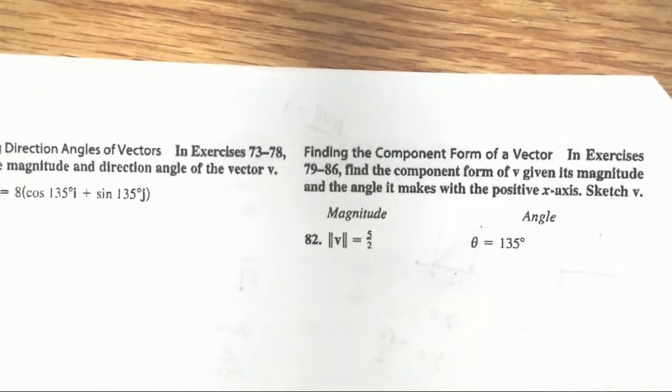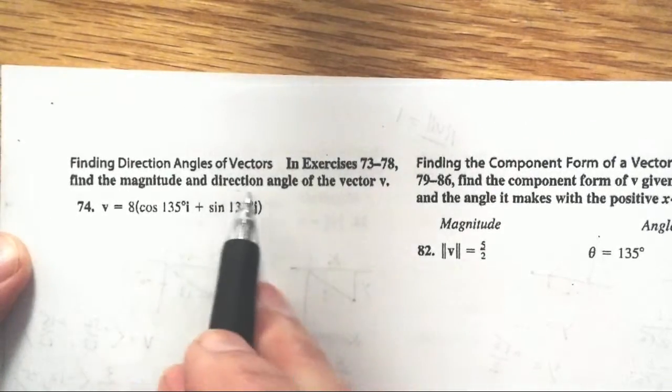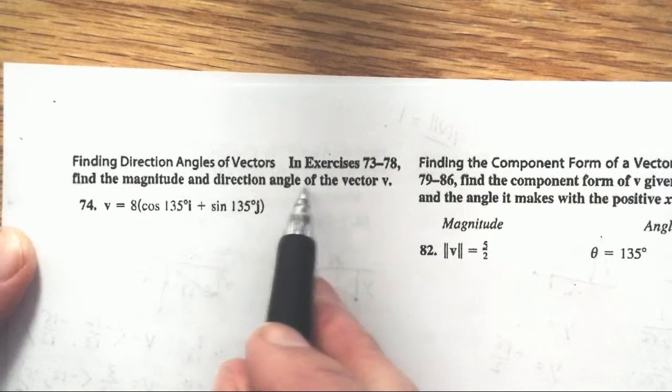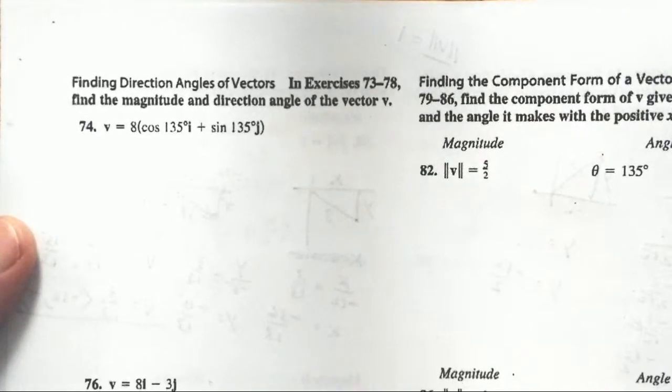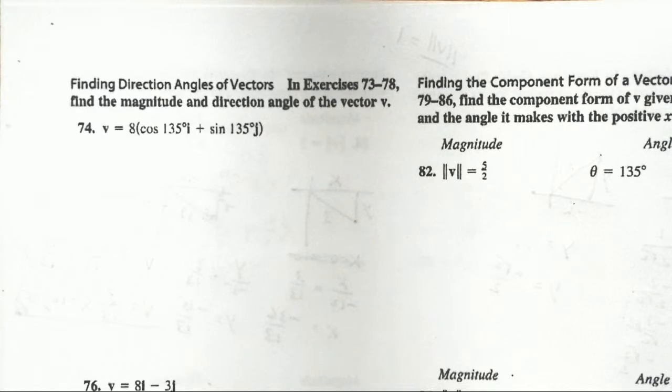And moving right along here. Good pace. Find the magnitude and the direction angle of vector V. This one's a little bit clumsy, but we're going to see a really nice conclusion here.